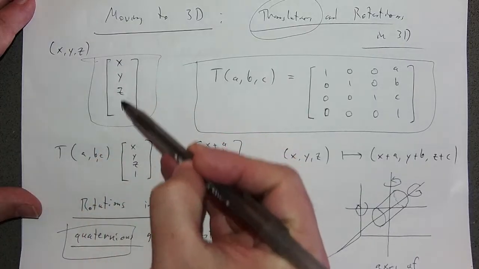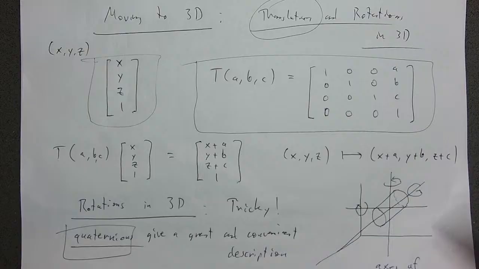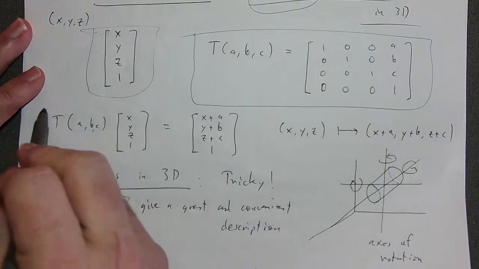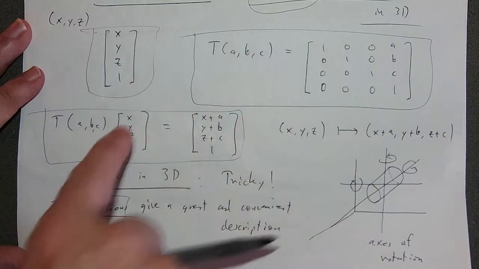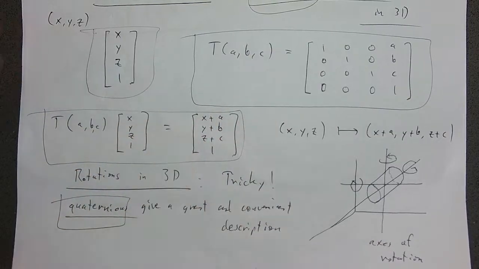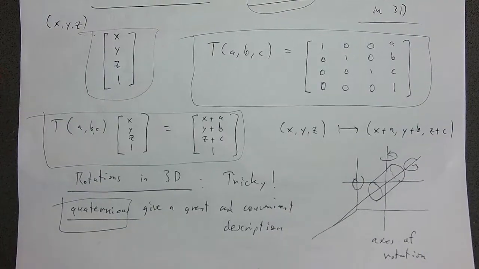So you're storing them as XYZ1 here. This is the thing that does the translation. So the translation is encoded here, right? What is it that applying this matrix does to this vector? It does exactly this, which is translating the vector or the point XYZ to this translated thing.